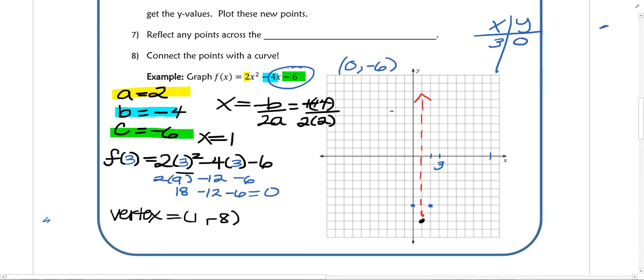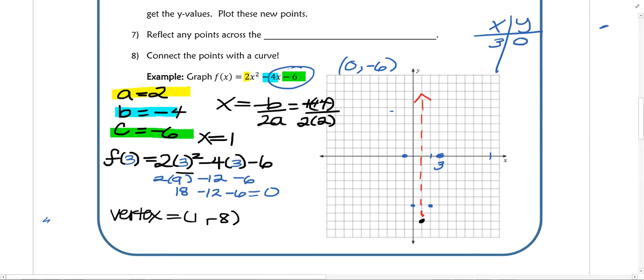So that is actually an x-intercept, or a 0 of the function. And I can reflect that point, so it's 2 spaces away. I'm going to reflect it on the other side, and there we go. So now we have a parabola. So now we can connect.